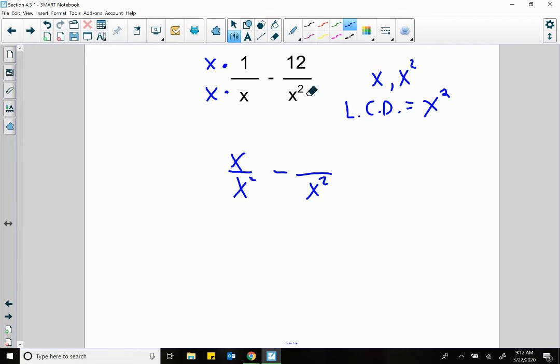Does this guy, x squared, match the x squared? You bet. So do I have to multiply this by anything? No, it already matches. If your denominator already matches, then you do not need to multiply the top and the bottom by anything. Okay? And there is the top piece for that second rational.